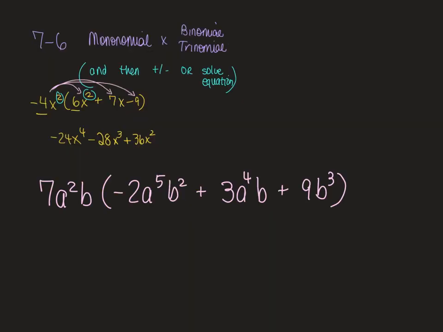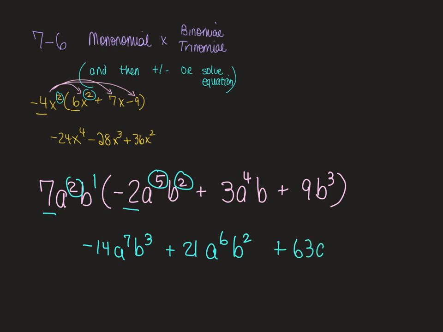All right, what about if we have two variables? I have an A and a B. The rules are the same, nothing's changed. 7 times negative 2 is negative 14. I have an A with a 7 because 2 plus 5 is 7. I have a B with a 3 because 1 plus 2 is 3. I have a positive 21. 2 plus 4 is 6. 1 plus 1 is 2. I have a positive 63. There's no A's, so I just write A squared. And B's would be 1 plus 3 equals 4.